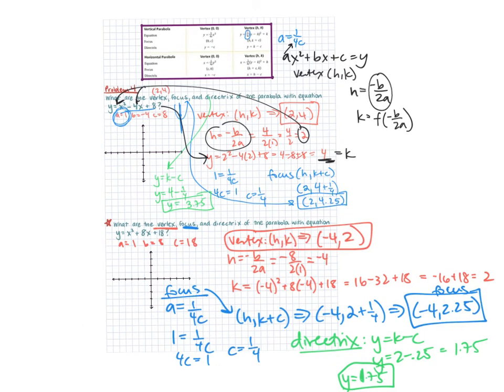Okay, hopefully that wasn't too bad. You just use this formula to find your h, which was negative 4. Plug that into your original formula to find what k was, which was 2. So your vertex is at negative 4, comma 2.